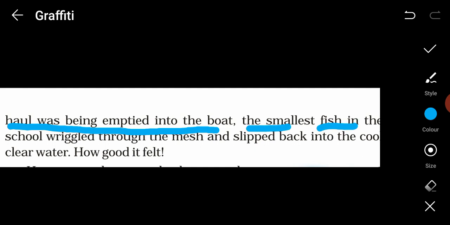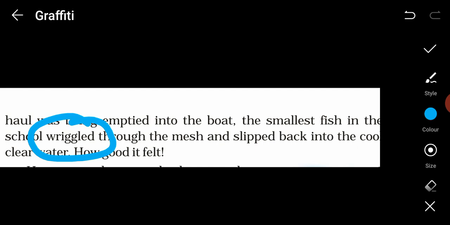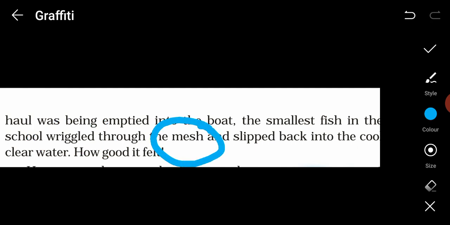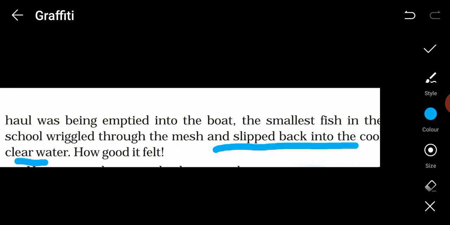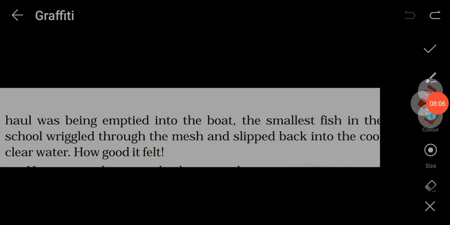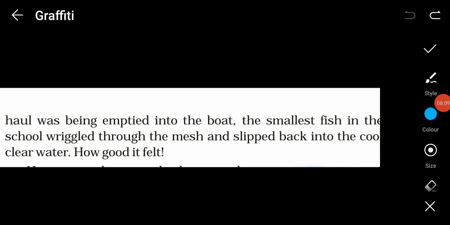The smallest fish in the school wriggled through the mesh. Wriggled means it moved its body side to side and wriggled through the mesh. The mesh means the net, the group which was caught. And slipped back into cool, clear water. So all the other larger fish were caught, and this tiny little fish wriggled out of the mesh and slipped back into the cool, clear water.